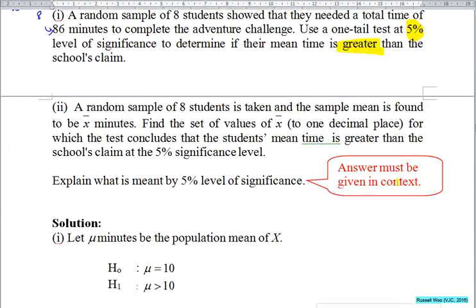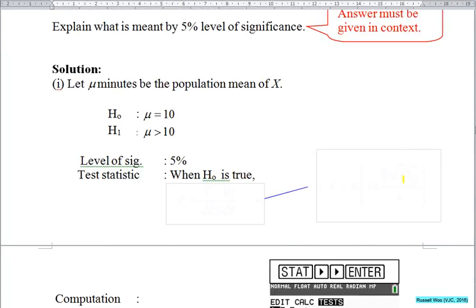Now let's do a quick recap of all the few steps that you need to do a hypothesis test. Let's do this part 1. First thing to do is to define your mu be the population mean of x. Step 2, you define properly your H0 and H1. Your H1 alternative hypothesis is a one-tail test, mu greater than 10, because you want to determine whether the mean has increased. Got it? Step 3, level of significance given in the question. Step 4, test statistic.